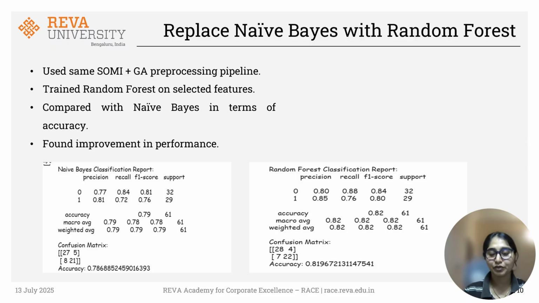Coming to the model improvement, in the updated model we used the same genetic algorithm for feature selection and trained the random forest on the selected features. We then compared this new model with the previous naive Bayes model and observed a significant improvement in performance. As you can see, I have pasted here two pictures: the naive Bayes classifier has 79% accuracy, and after replacing it with the random forest, we had 82% accuracy, which has improved.